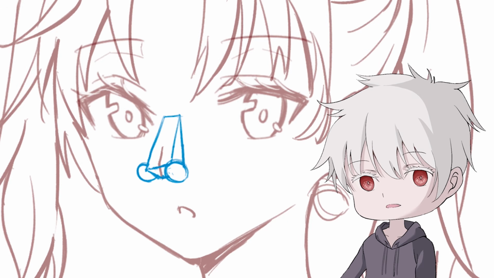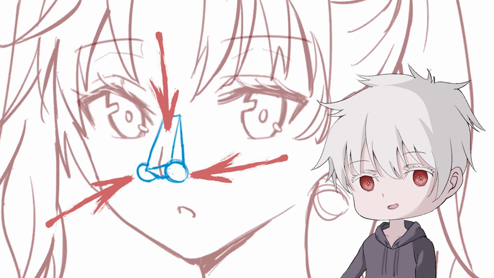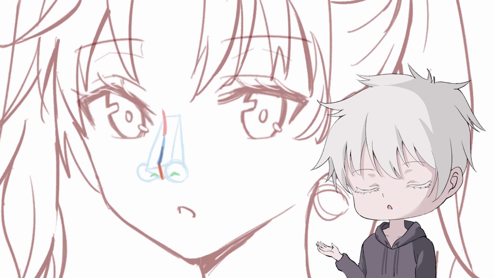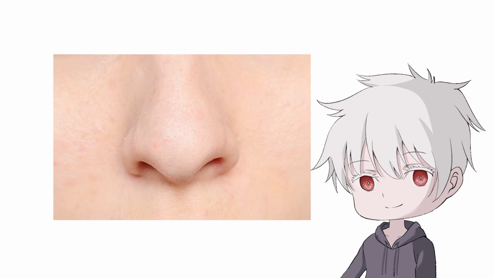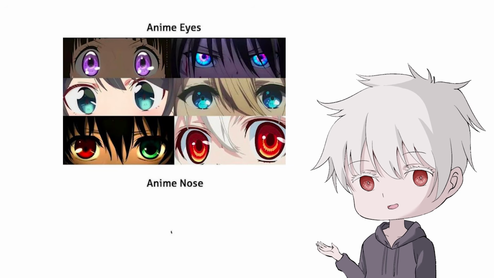Now, the nose can be simplified into a few basic geometric shapes. Imagine an elongated pyramid for the ridge and two small spheres for the nostrils. We have the bridge in red, the ridge in blue, and the tip of the nose in orange. Lastly, the wings of the nose and the nostrils are represented in green. In real life, noses have more defined features such as nostrils, a bridge, and a tip. On the other hand, anime noses are often more simplified and less prominent.